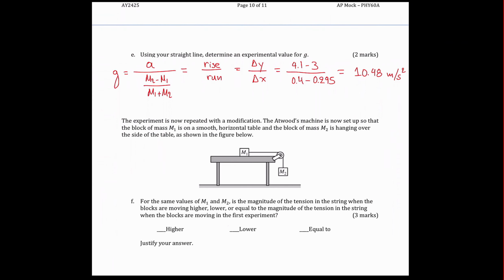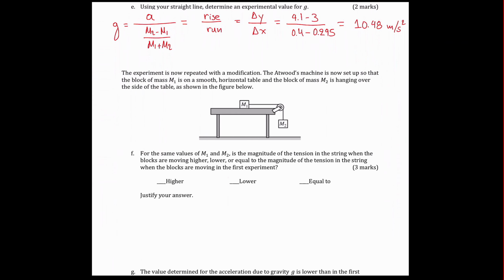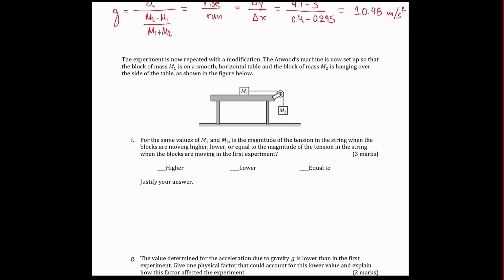And we continue to the next part, where if we read, he tells us that we change the way that the experiment is conducted. Instead of a pulley and two objects that are hanging, we are placing one box on the table and the other box is hanging. And we need to figure out what is happening to the magnitude of the tension. If the tension on the string is going to be higher or lower.